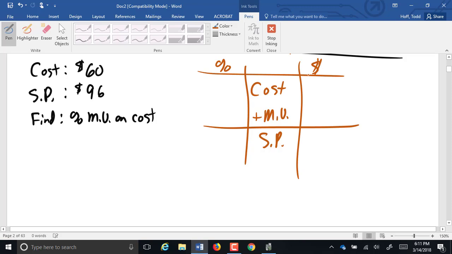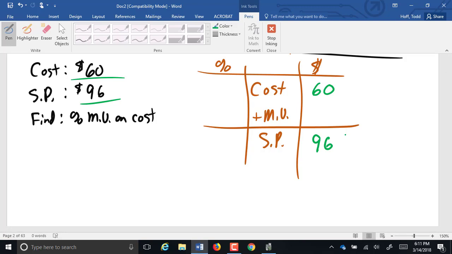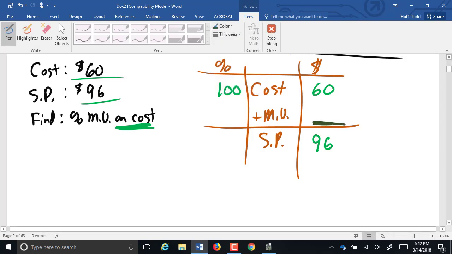So we have our table: cost plus markup equals selling price. We have the $60, where does that go? The dollar amount for the cost. How about the $96? Dollar amount for the selling price. There's two more numbers here. One number that we know and one number we can calculate quickly. What number do we know? The 100, and that goes on the cost.